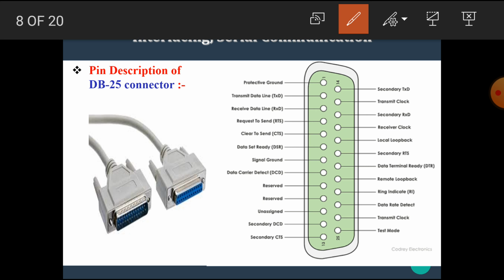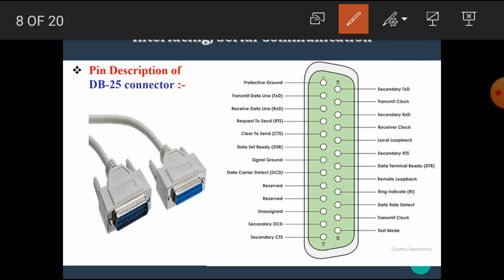Okay, now let's see the pin description of the DB25 connector. Similar to the DB9 connector, which has 9 pins, in the case of the DB25 connector there are 25 pins, and these connectors are available in both male and female parts. Okay, the pin description is that this is pin number 1, pin number 2, pin number 3 up to pin number 13. This is pin number 14, 15 up to pin number 25.